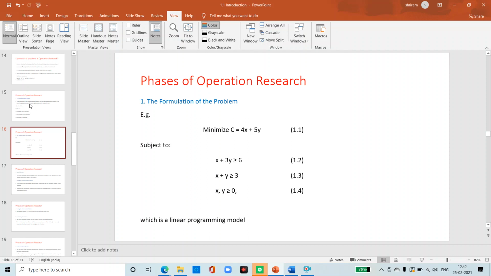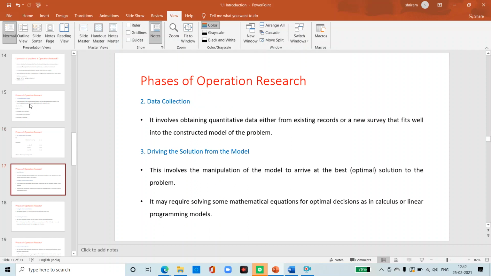Then the second phase of operational research is data collection. It involves obtaining quantitative data either from existing records or a new survey that fits well into the constructed model of the problem. That is data collection. Then the third one is deriving the solutions from the model.